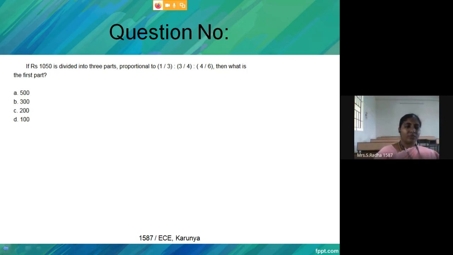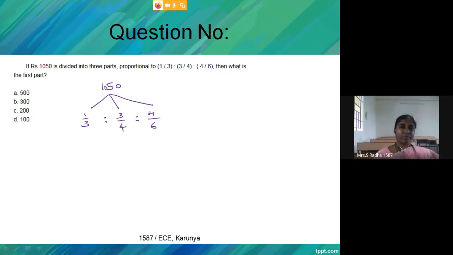This is the next problem in ratio, proportion and variations. If 1050 is divided into three parts in proportion to 1 by 3, 3 by 4, 4 by 6, then what is the first part? So 1050 is divided into three parts, and they should be in the ratio of 1 by 3, 3 by 4 and 4 by 6. Then what is the first part?